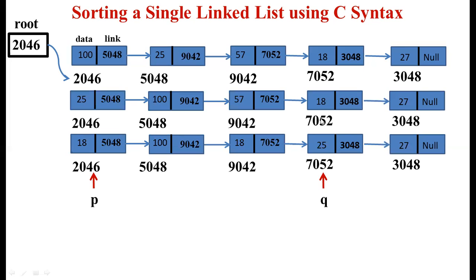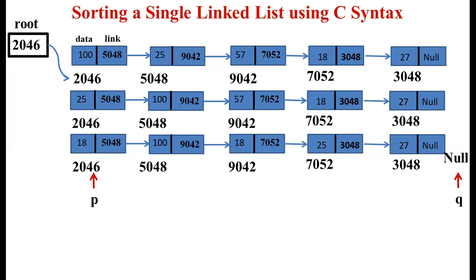Then once after swapping, we need to move the Q pointer to the next node. So Q will be pointing to this node. Now is 18 greater than 27? No, the condition is not true. So no need of swapping. So we move the Q pointer to the next location, that is Q link. Q link will be null, so the Q value will be null. Once the Q value is null, our first iteration is complete.